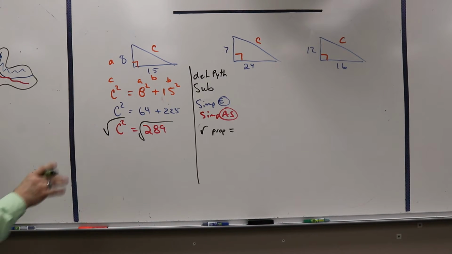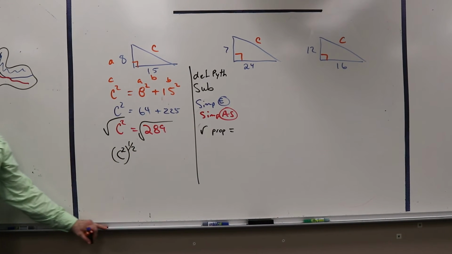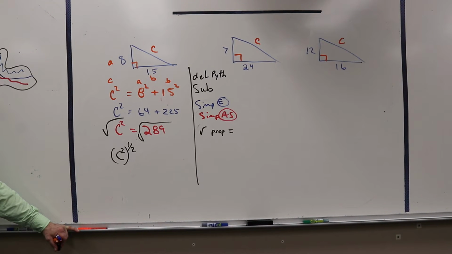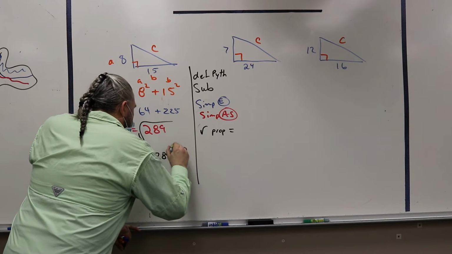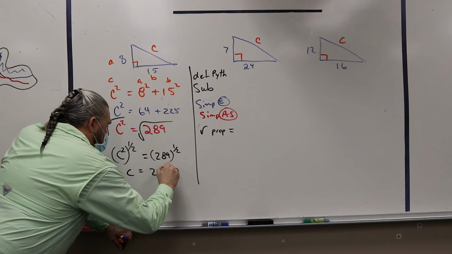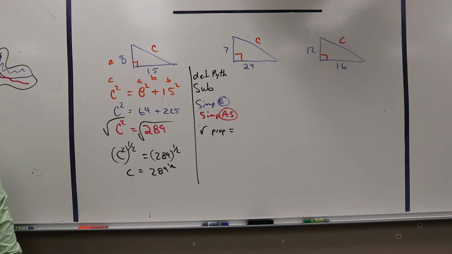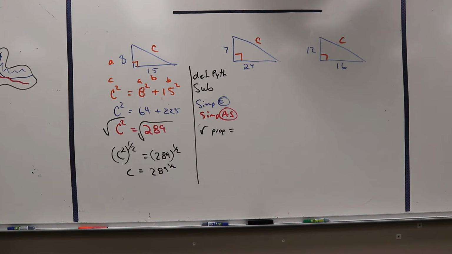Believe it or not, what we're doing here is we're saying that C squared to the 1/2. What's 1/2 of 2? 1. Is equal to 289 to the 1/2. So that means C is equal to 289 to the 1/2. What's 1/2? It's just a square root. What's 1/3? A cube root. What's 1/4? A 4th root. This is what you'll be learning next year in Algebra 2. But I'm showing you this right now because you need to know this to do square roots.